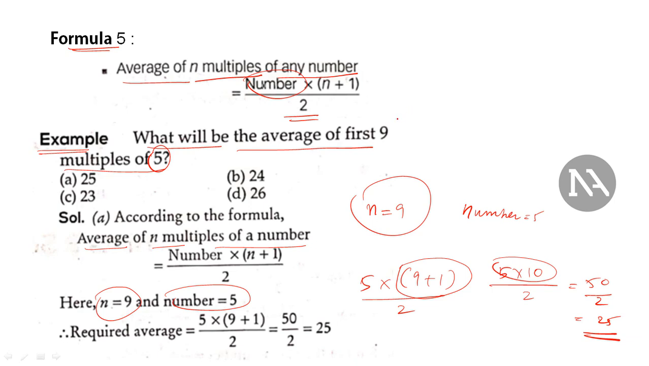Here we will see first 9 multiples of 5 means 5, 10, 15, 20, 25, 30, 35, 40, 45. These are the first 9 multiples of 5. 1 5s are 5, 2 5s are 10, 3 5s are 15, 4 5s are 20, 5 5s are 25. So it will be first 9 numbers that are multiples of 5.